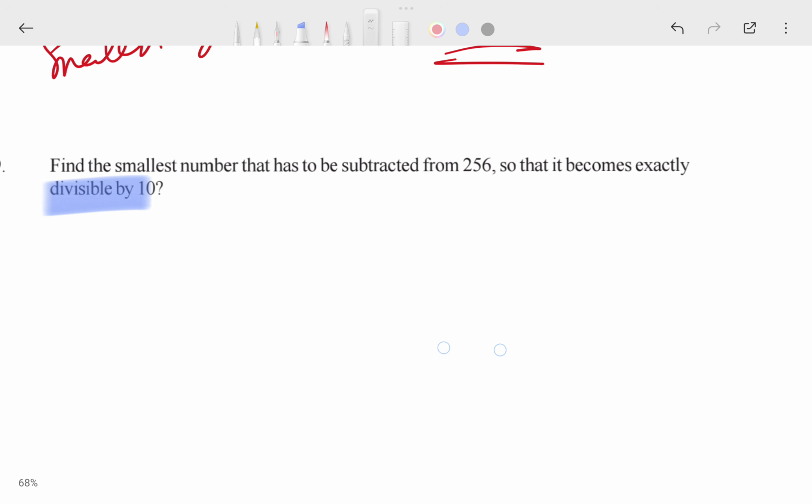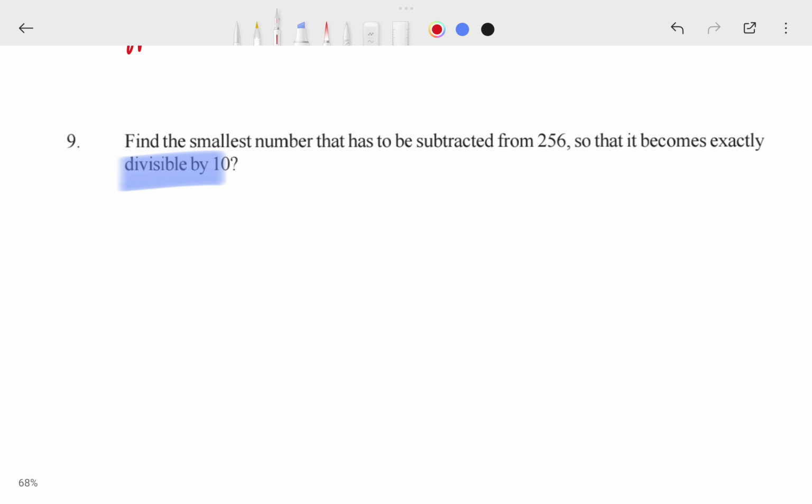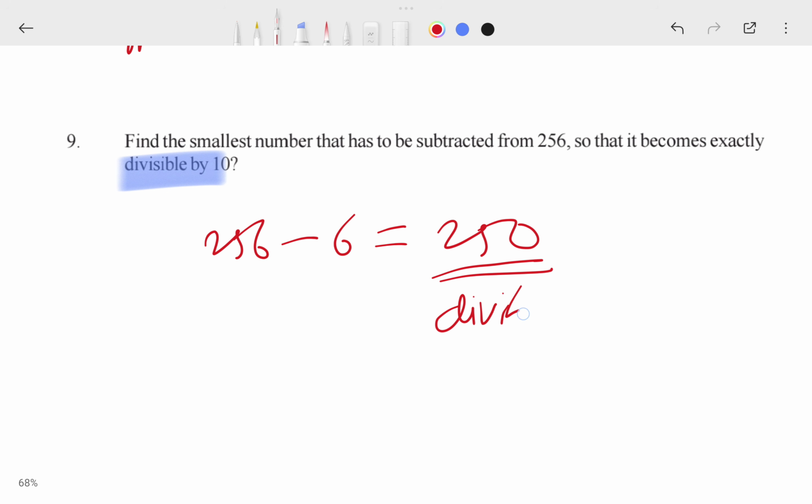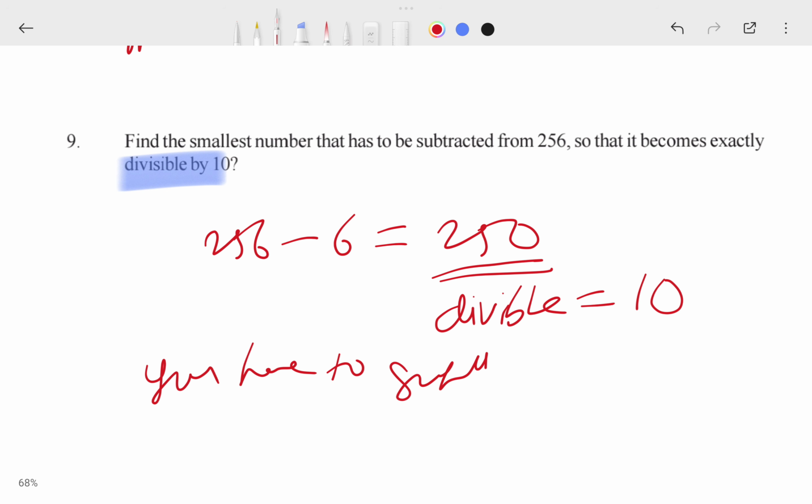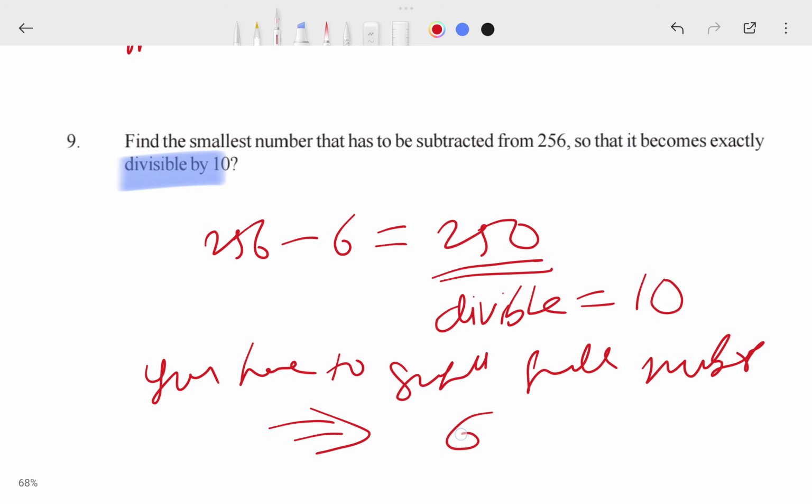I think this video is 1 hour and it is going to be over. So here 256, if you subtract 6, then it is going to be 250, which is exactly divisible by 10. So you have to subtract the smallest number, that is 6. This is your answer. If you subtract 1, or 0, whatever it is, it is not going to be exactly divisible.